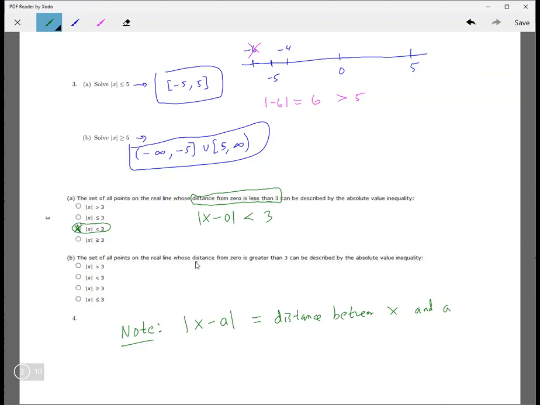Okay, likewise here, this one, distance from 0, that's what that is. That's the distance from 0. You want it to be greater than 3. Okay, so that's why this is going to be the answer.